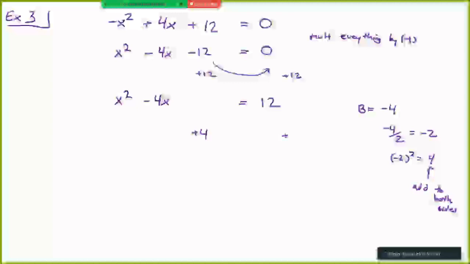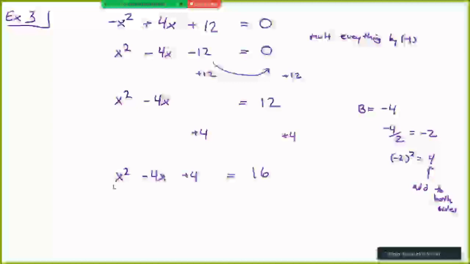So plus 4 plus 4. And what do we have? x squared minus 4x plus 4 equals 16. Remember, we are doing side work. We're examining b. The original b is -4. We cut it in half, we square it, and then we add that result to both sides. And that's what I've done here. We added 4 to both sides.